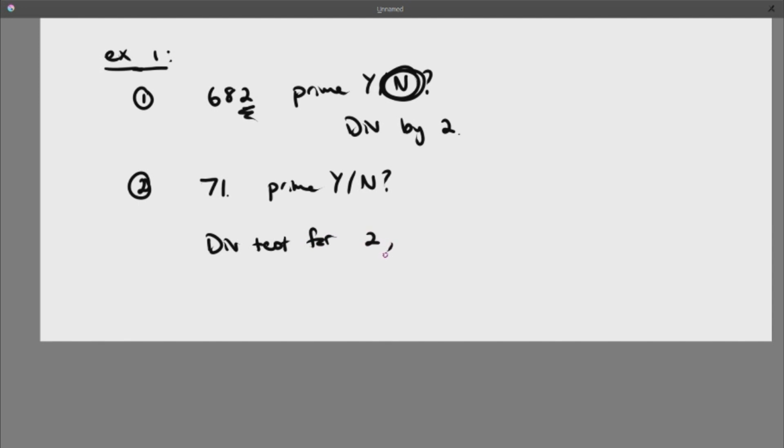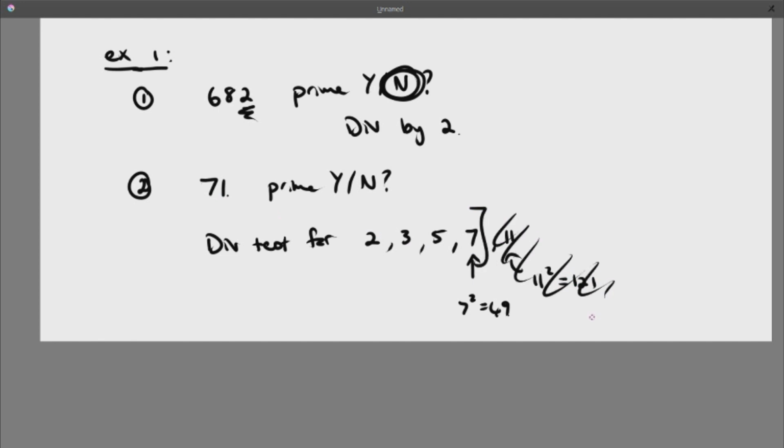71. Prime, yay or nay? Now I have to test. Test divisibility for 2. Nope, so I keep going. 3. No, because the sum of the digits is 8. 5, definitely not. 7 is next. No, because 70 would be a multiple. Where do I stop though? Do I need to check 7? 7 squared is 49, which is under my number, so yes, I did need to check 7.